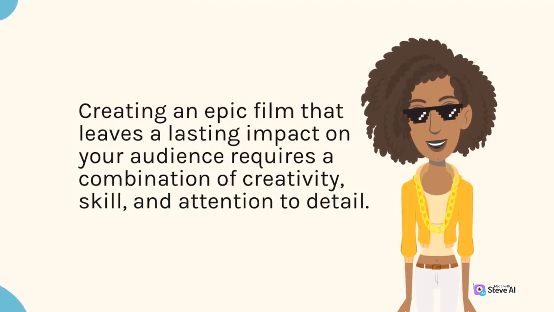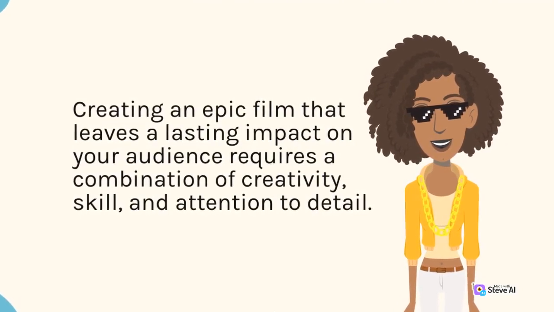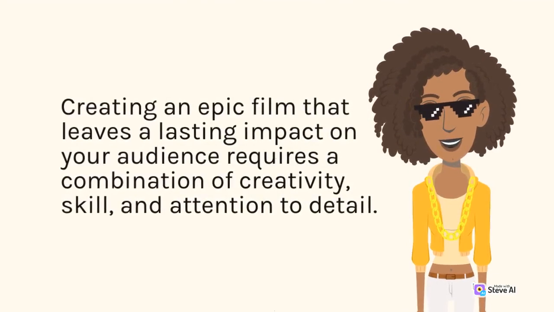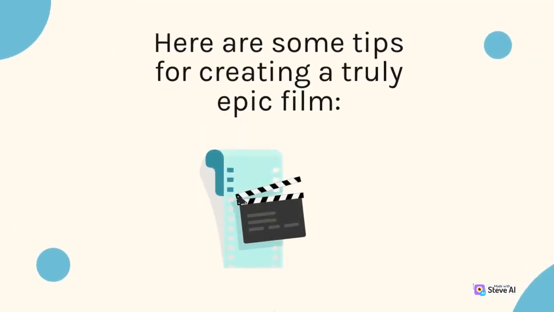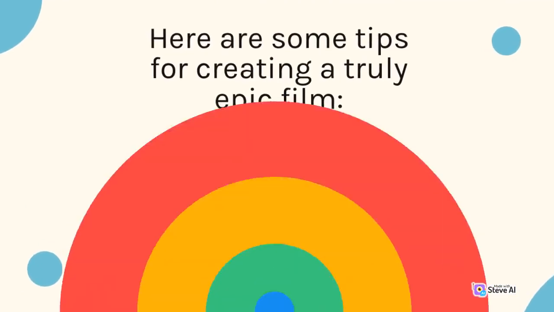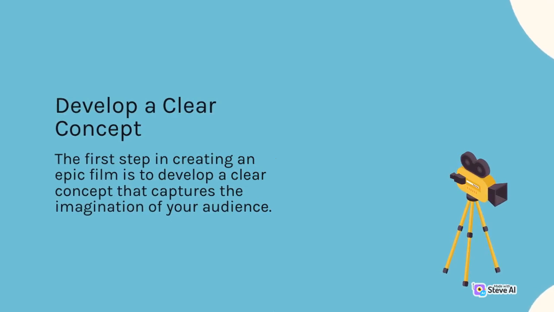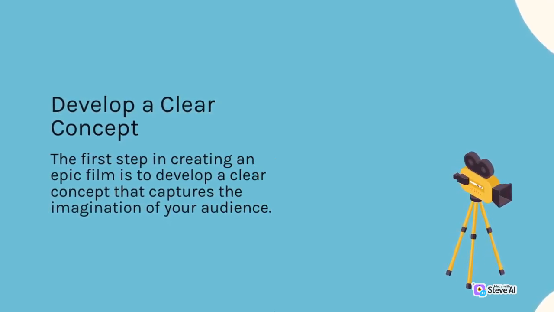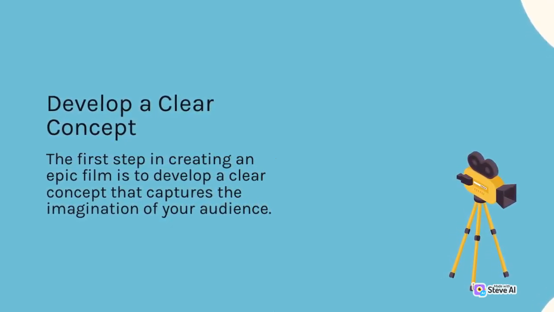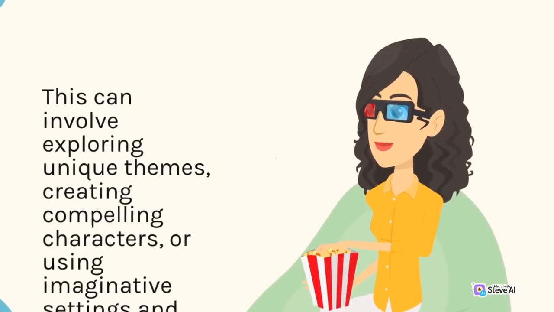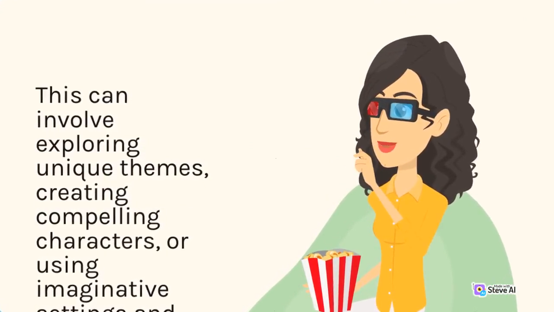Creating an epic film that leaves a lasting impact on your audience requires a combination of creativity, skill, and attention to detail. Here are some tips for creating a truly epic film. Develop a clear concept. The first step in creating an epic film is to develop a clear concept that captures the imagination of your audience. This can involve exploring unique themes, creating compelling characters, or using imaginative settings and visuals to bring your story to life.